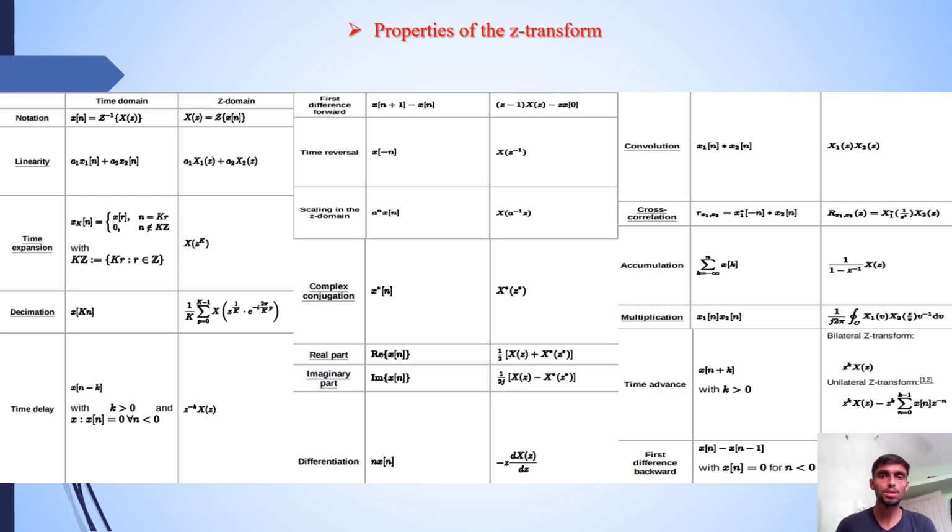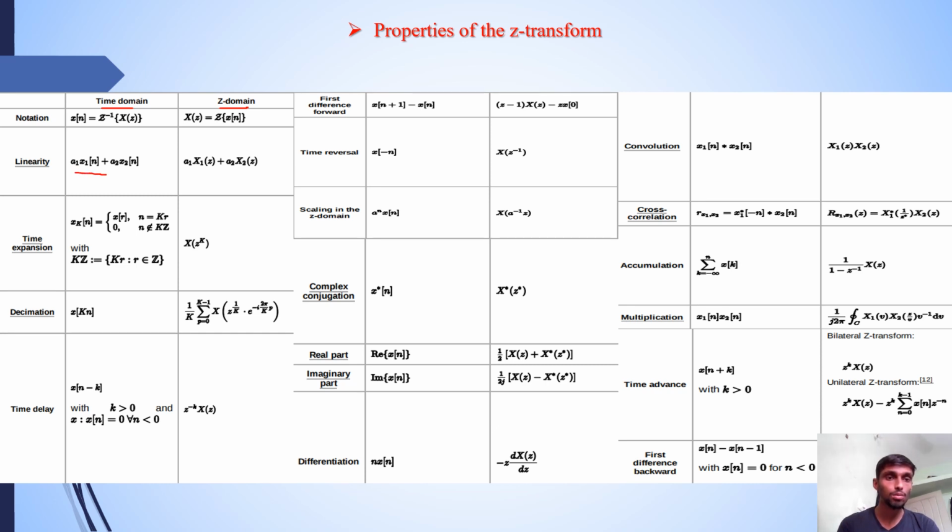And these are some properties of the Z transform: notation, linearity, time expansion, decimation, time delay, first differentiation forward, time reversal, scale in Z domain, complex conjugation, real part, imaginary part, differentiation, convolution, cross correlation, accumulation, multiplication, time advance, first differentiation backward. These are some properties of the Z transform, or the formulas from time domain to Z domain. I am going to explain some of these formulas.